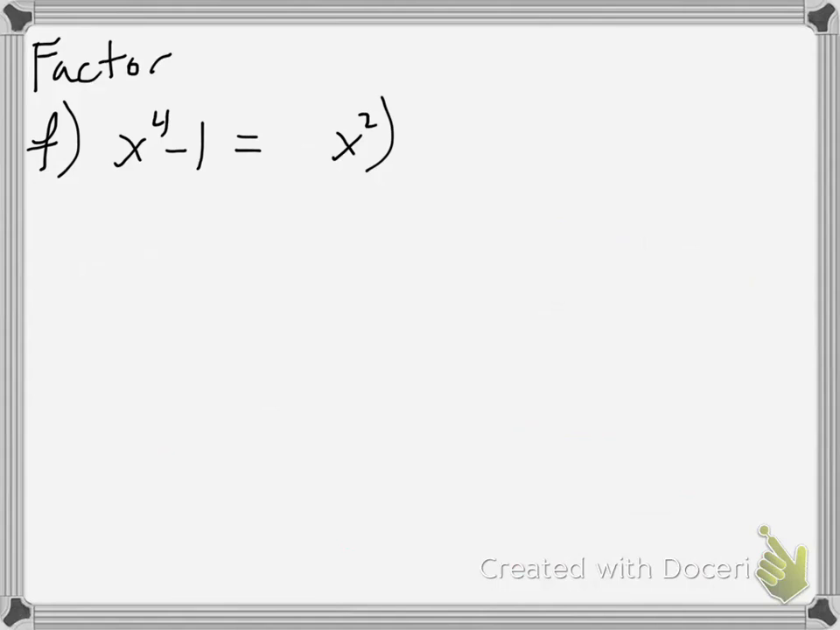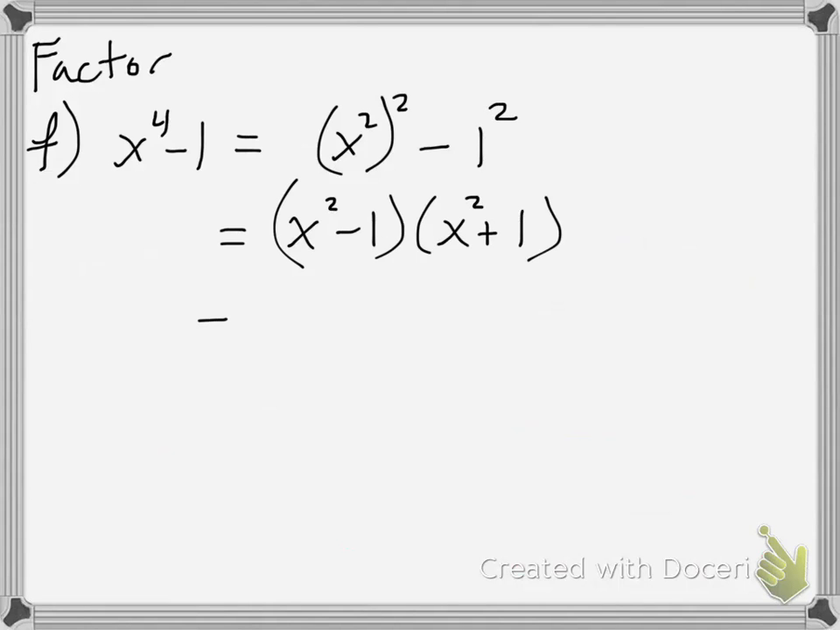One more where we have to do a lot of factoring is, let's see what it is. This is letter F, and it's x to the fourth minus 1. We can rewrite x to the fourth as x squared squared, and then 1 is a perfect square, so 1 squared is 1. And so we would go ahead and factor that into x squared minus 1, x squared plus 1. The sum and the difference of the bases multiplied together.